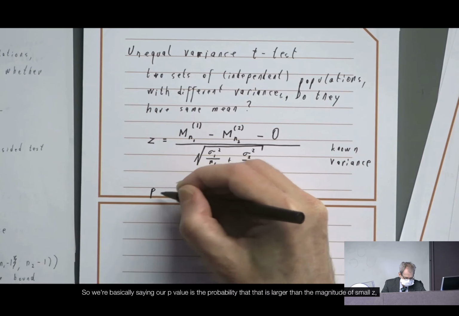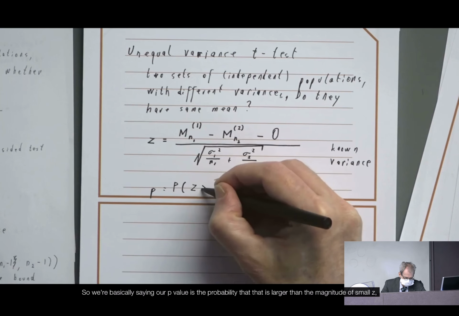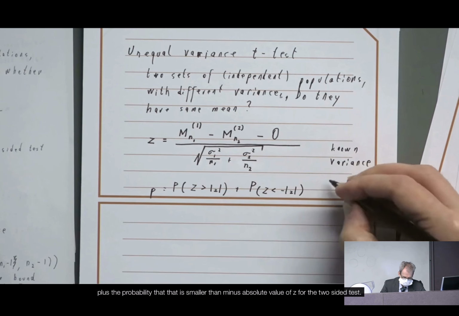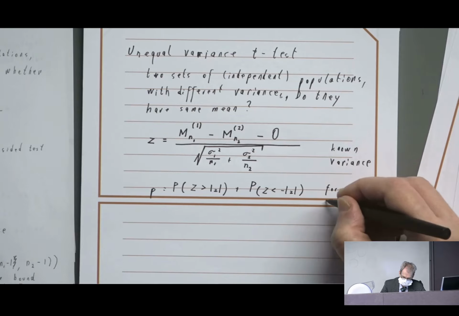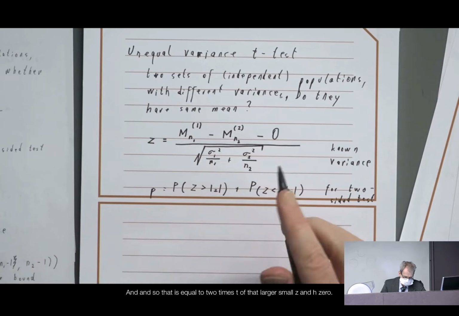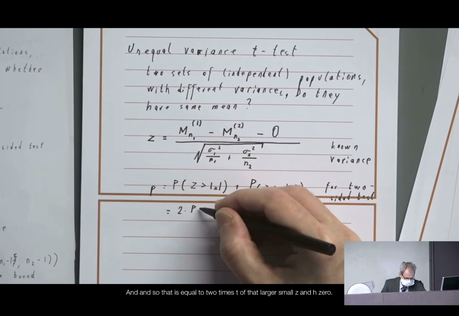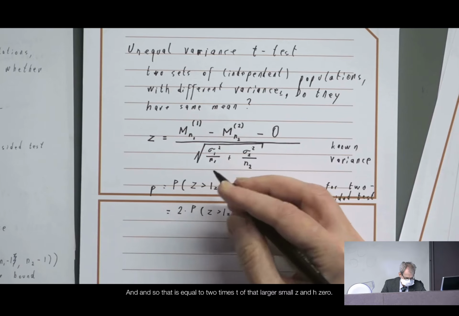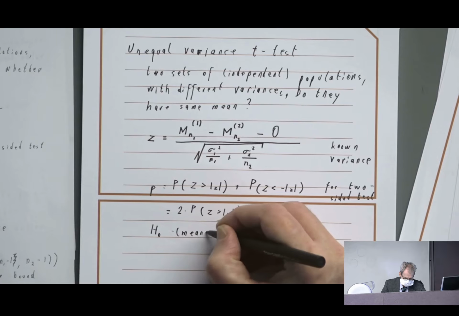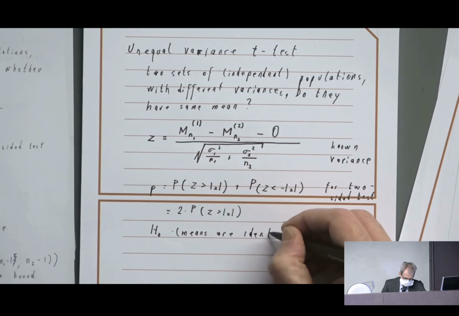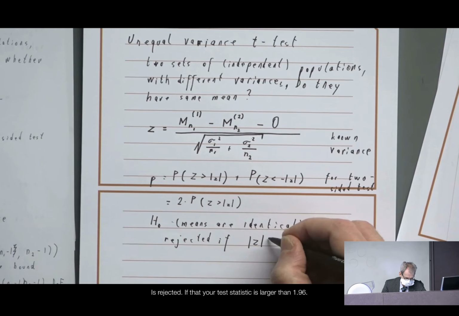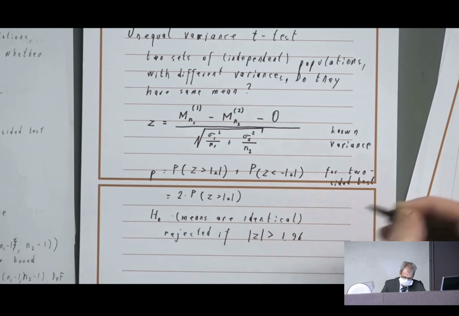So we're basically saying our p-value is the probability that z is larger than the magnitude of small z plus the probability that z is smaller than minus the absolute value of z for the two-sided test. And obviously it would just be one of them for the one-sided test, right? And so that is equal to 2 times P of z larger than small z. And H0, meaning the means are identical, is rejected if z, meaning our test statistic, is larger than 1.96.